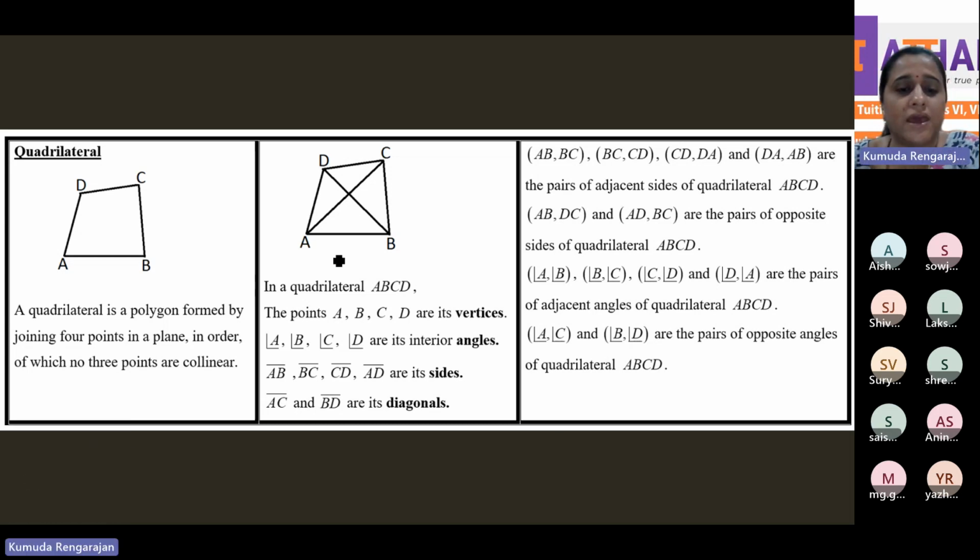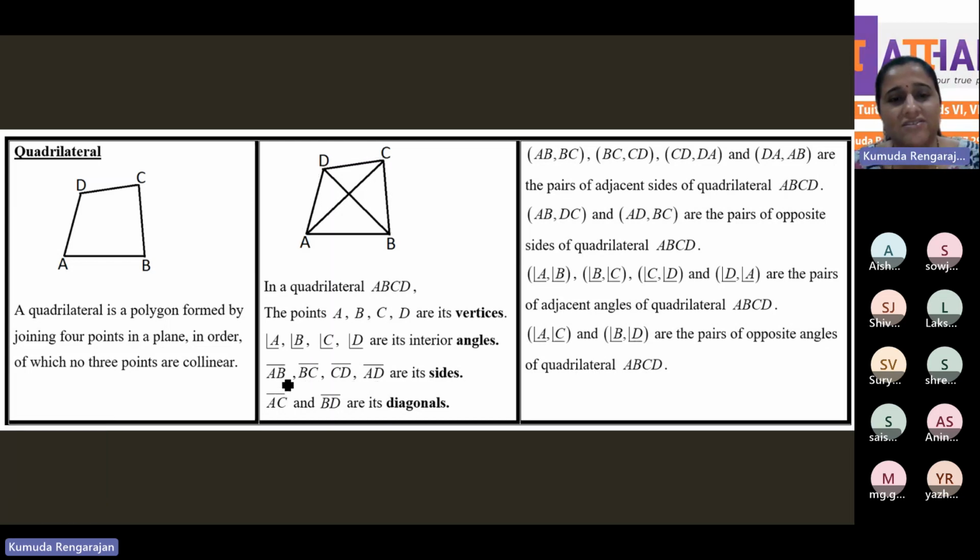Now, AB and CD are called opposite sides. Similarly, BC and AD are opposite sides. When you name the sides in order, they are AB, BC, CD, and AD.